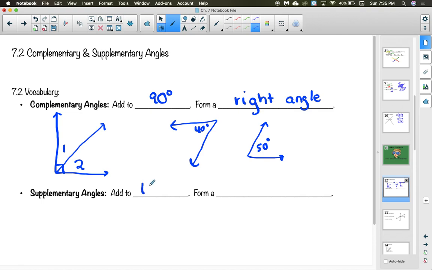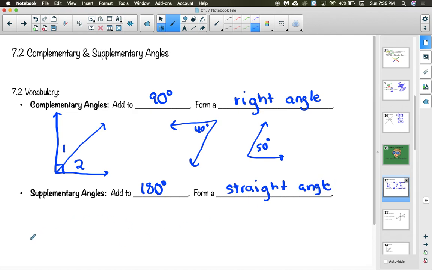Okay, supplementary angles, very similar to complementary. They're two or more angles that add to 180 degrees. So the difference here is that they're not 90, they're 180 when you add them up, and that means that they form a straight angle. This is also extremely important for this chapter. Typically, it's going to be two angles, not 3 or 4 or 5.